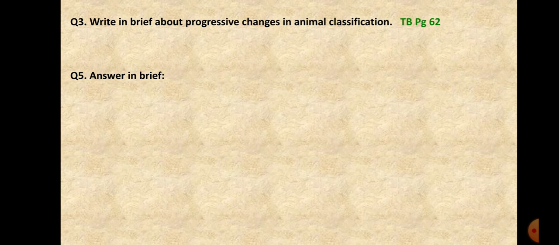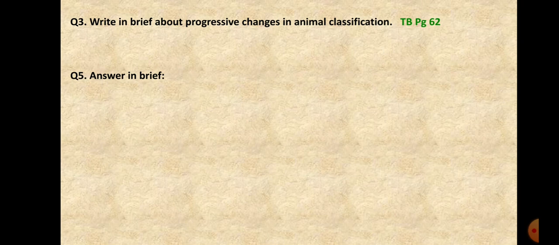Question number 3 is, write in brief about progressive changes in animal classification. How the changes took place in animal classification, that you have to write in brief in your own words, and the answer is given on page number 62. Okay, the criteria for new system of classification. I'll just give you the points in short how you will write the answer. So first you will write that there were different methods of classification of animals and how the development took place. You have to write, like, the first classification was given by the Greek philosopher Aristotle, and what criteria he took for the classification, that is body size, habits, habitat. We will write in short.